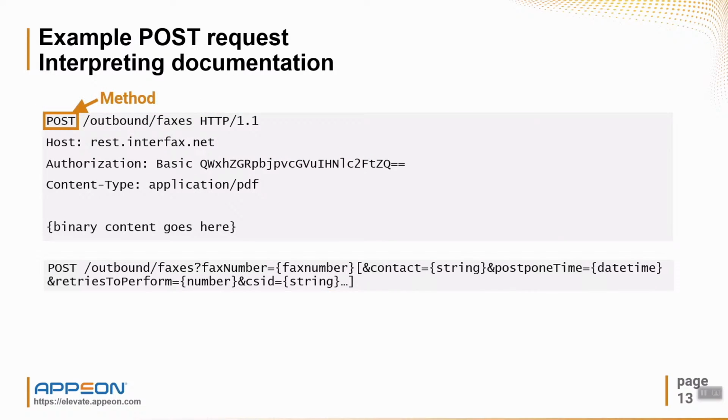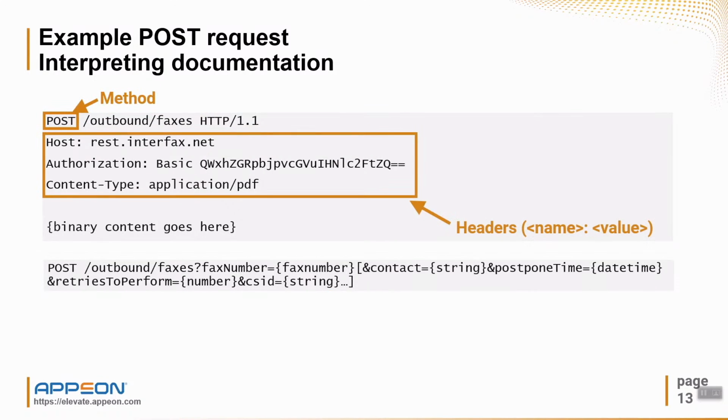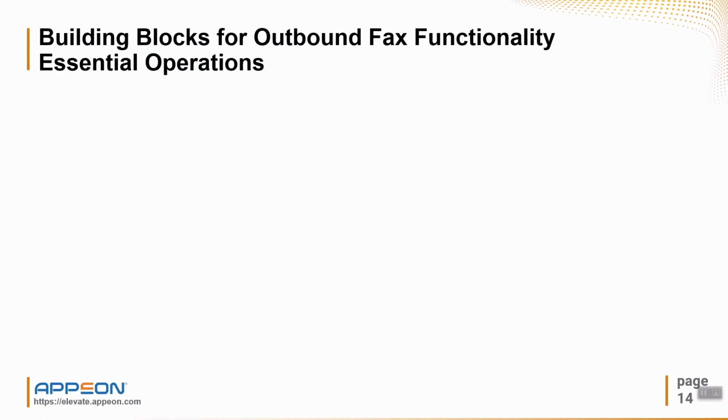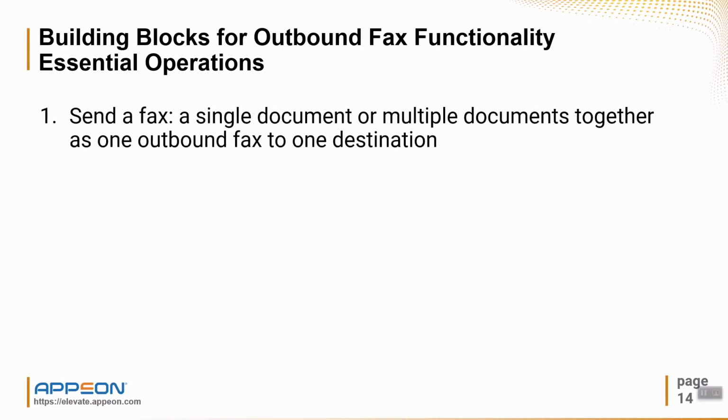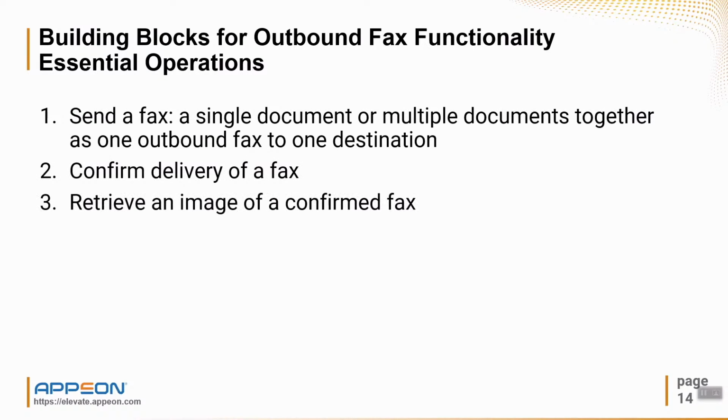This is the method. These are the headers, which are name value pairs. And this is the request body. And as I mentioned in the agenda, we're going to look at three essential operations here. One is sending a fax, and we're going to send either a single document or multiple documents together as a single fax to a single destination. It will confirm delivery of the fax, and we'll retrieve an image of the fax once it's confirmed.